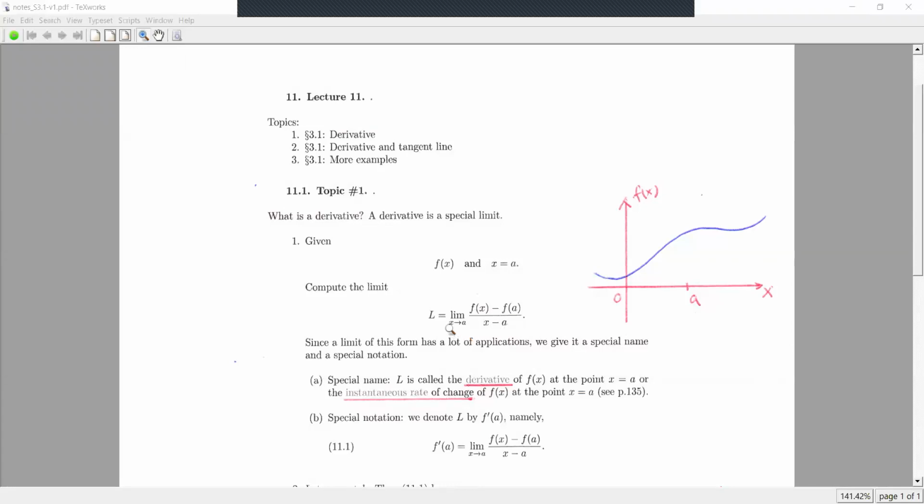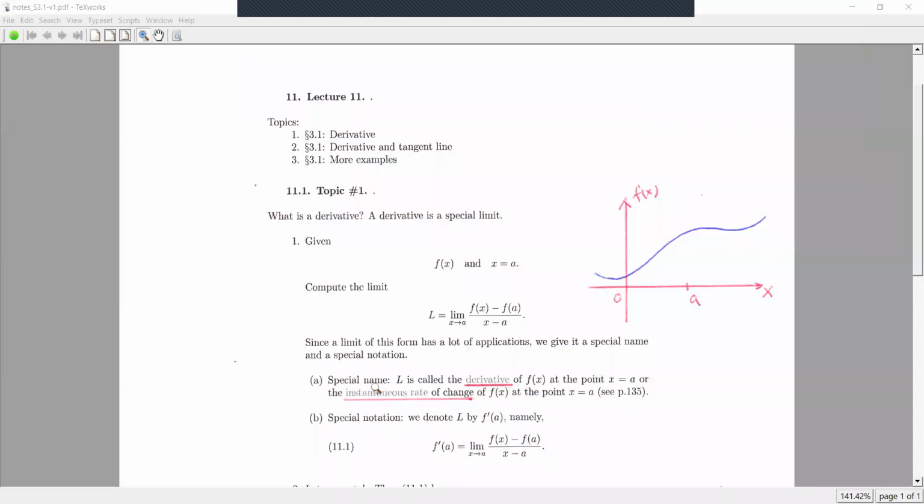Now, let x approach the point a. Then this fraction will approach some number. Denote the number by L. Because a limit of this form has a lot of applications, we give this limit a special name and a special notation.